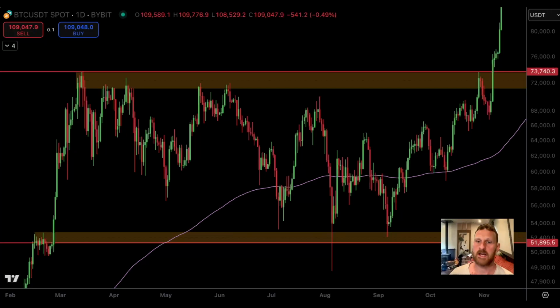And next lesson, we look at how to use these high volume nodes for entries, profit taking, stop losses and risk management.